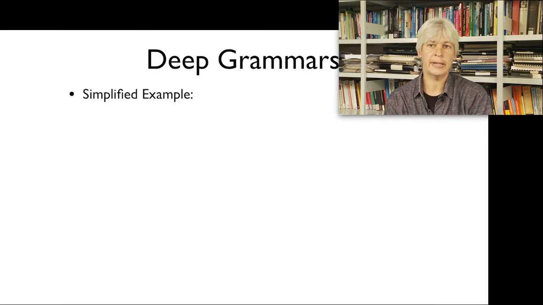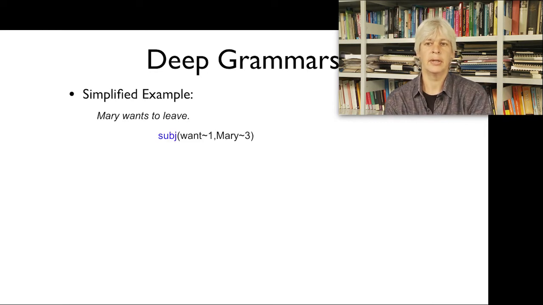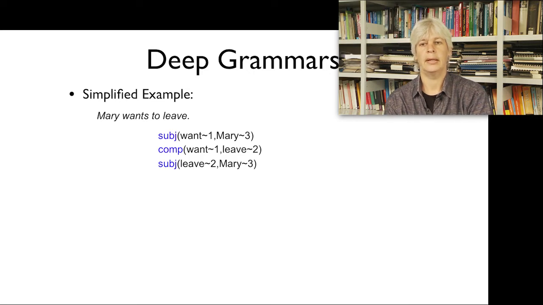A very simplified example here: Mary wants to leave. What the deep grammar will give you is something like: there's an instance Mary, let's call it number 3. And Mary is the subject of a verb want. Let's give that verb the ID 1. 1 takes a complement, let's call that 2, that's leave. And leave has a subject, which is also Mary.